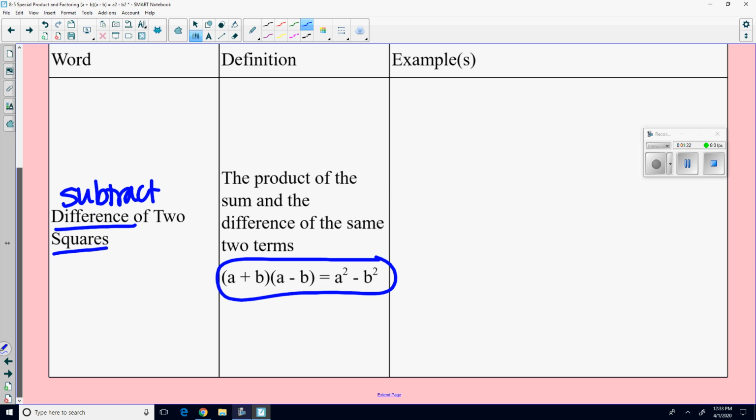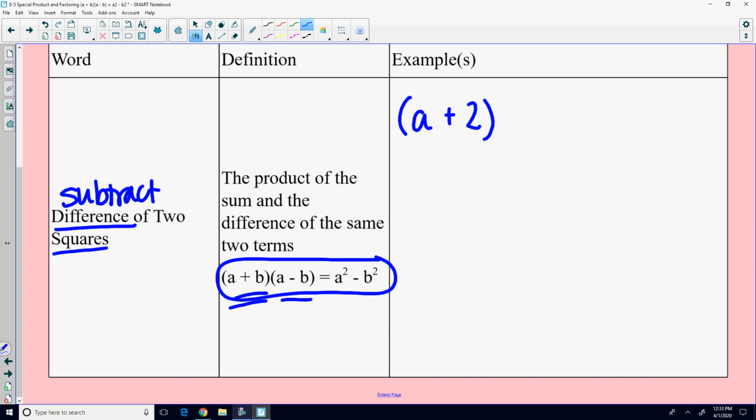Now let me get my recording thing out of the way. All right, let's write an example. So let's write it in this form. If I have a plus 2 here for an addition, now it's having the same numbers or variables here times a minus 2, that would be a squared, whatever's in my a position, which is an a, and whatever's in my b position, which is a 2, so forget that it says negative 2 on the second one, we square 2, which would give me 4, and it's always subtraction between them.